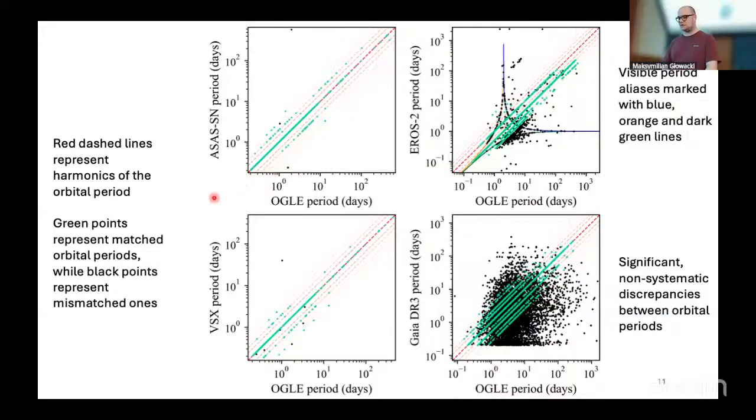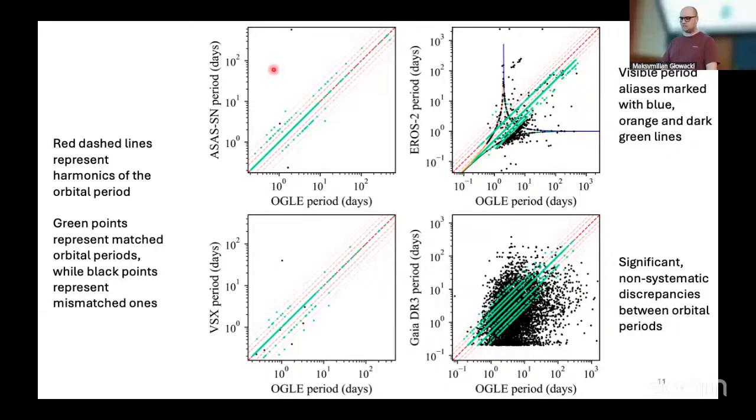So each chart corresponds to a separate catalog. We see the OGLE period and the period from the catalog. And these red lines symbolize subsequent harmonics. So this main line is the main period, and then we have multiples of the period.